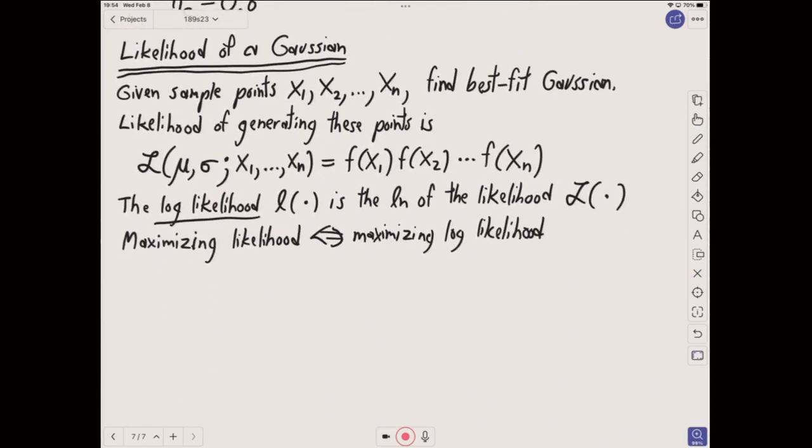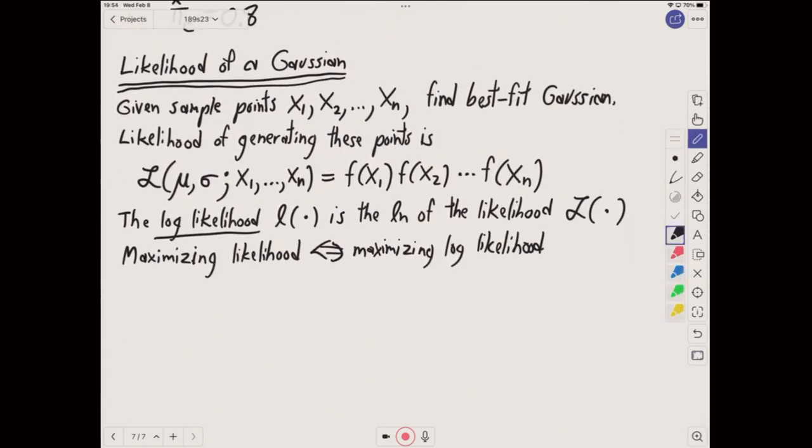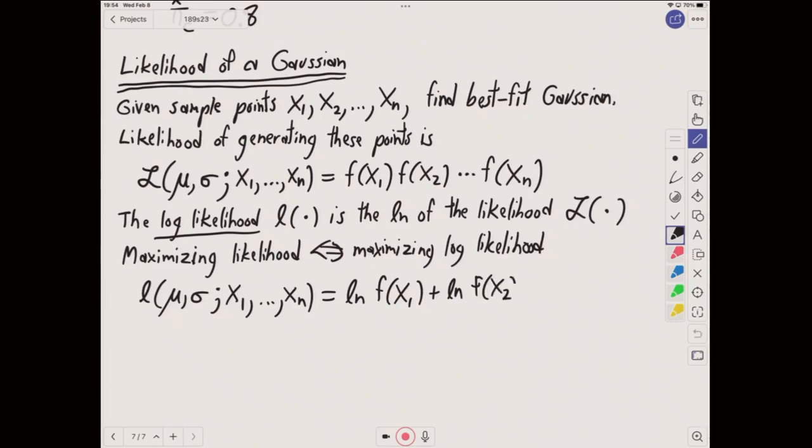So what did I get out of this? Well, I get to rewrite my objective function in the following form. Now, instead of multiplying a bunch of things together, I'm going to take the log of f of x1 plus the log of f of x2 plus so on to the log of f of xn. And since those are additions, this is going to make maximization easier.